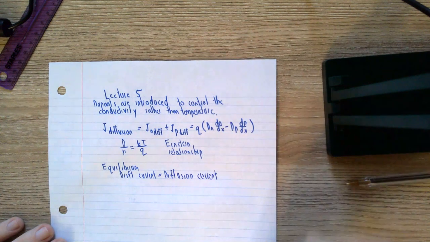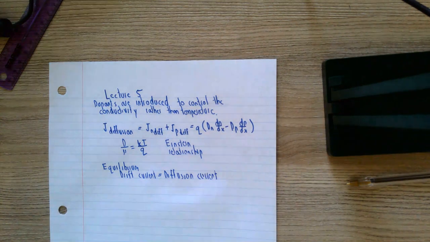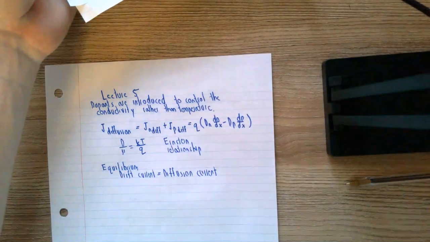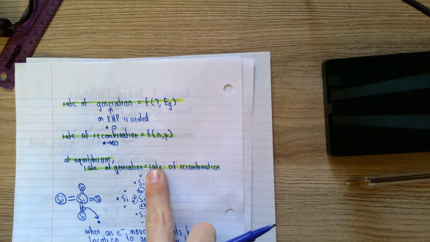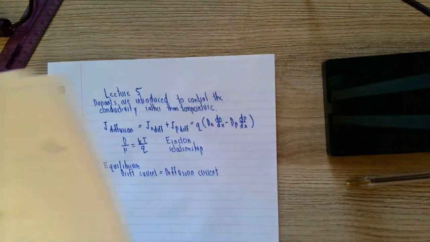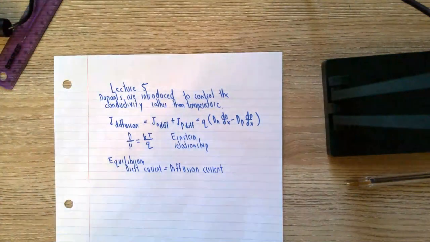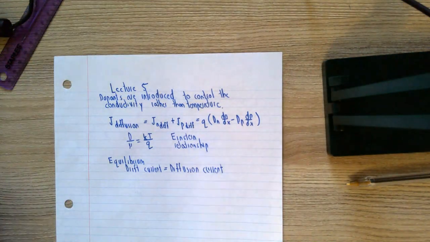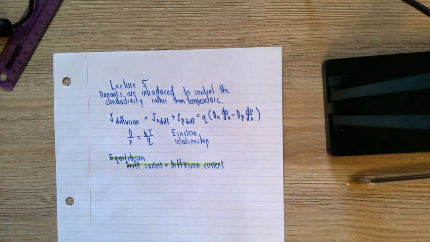And remember, we also said at equilibrium, going back, the rate of generation is equal to the rate of recombination of holes. So that idea was presented as well at equilibrium. And so we see these two things occurring at equilibrium, and our drift current and diffusion current are equal as well.